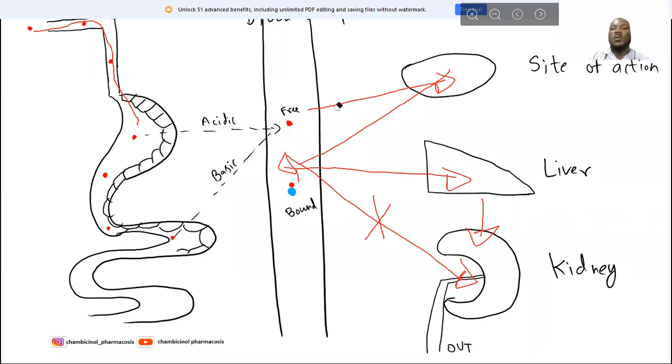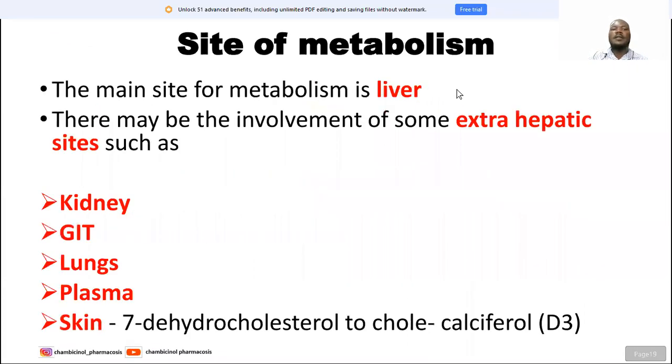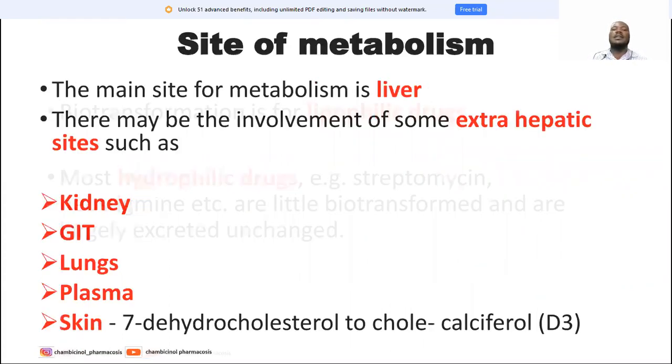So for this case, the whole process will be explained in this brief diagram. This diagram is just for the sake of understanding, so we can proceed from here. As we have seen here, biotransformation is only for the lipophilic drug. Most of the hydrophilic drugs, especially streptomycin, those aminoglycosides, and neostigmine, have little biotransformation, and in most cases these drugs are excreted unchanged.